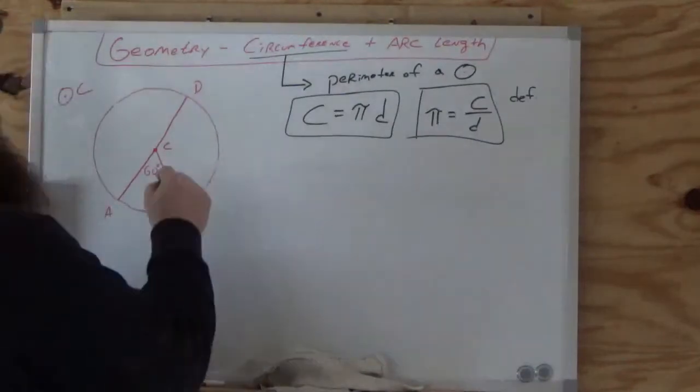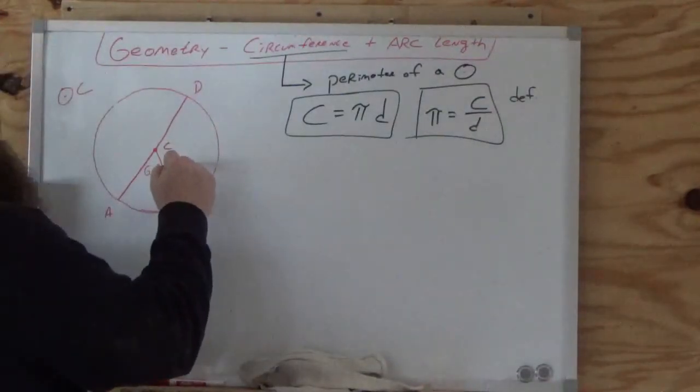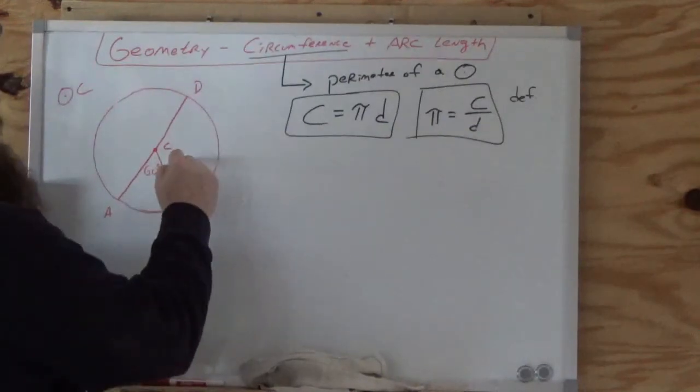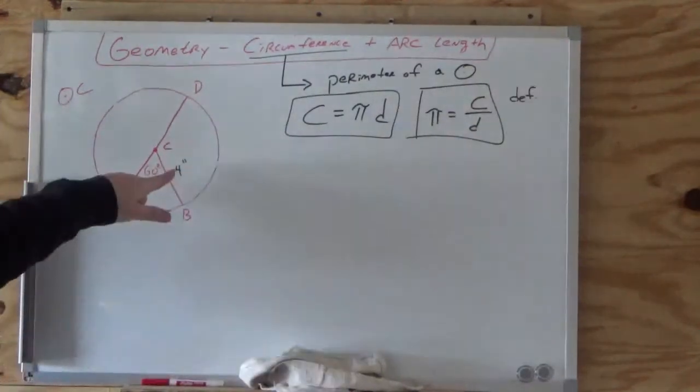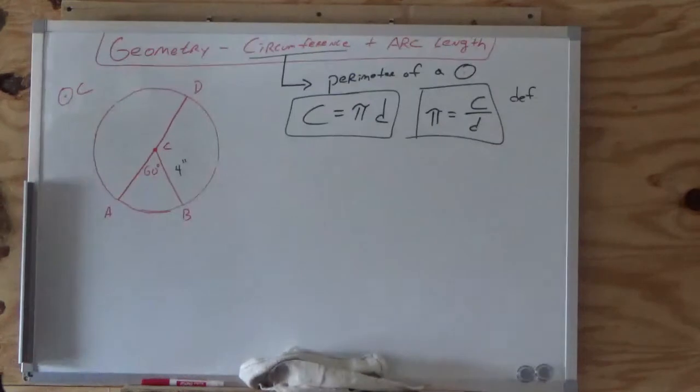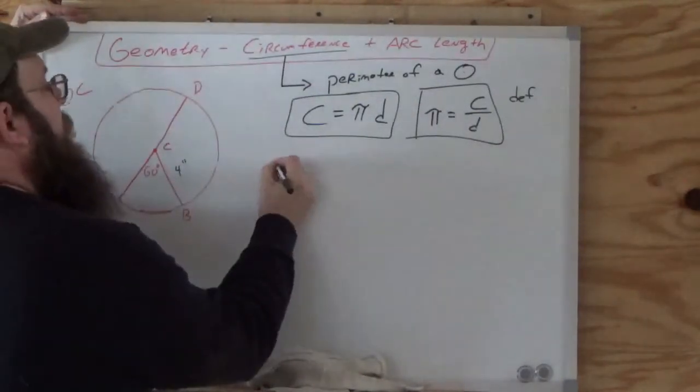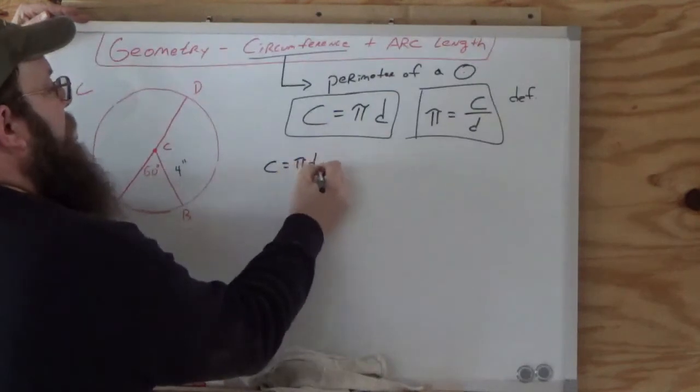Well, to give you circumference, I need to give you a number here. So let's suppose this is 4 inches. What is that 4 inches? That's the radius of that circle. So if I want to figure out the circumference of this circle, circumference is pi times diameter.